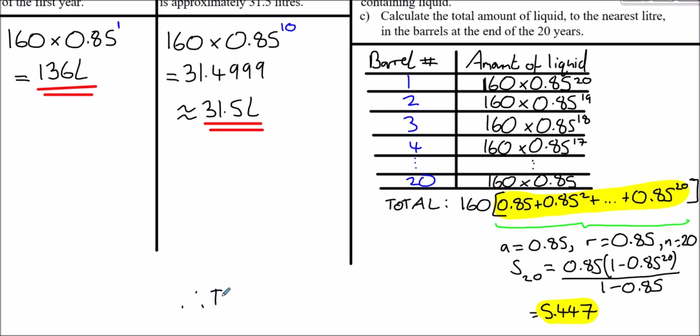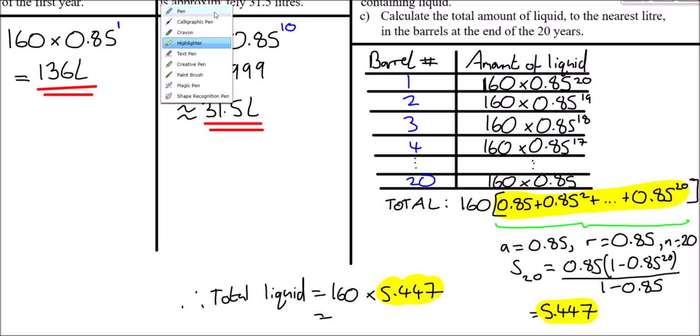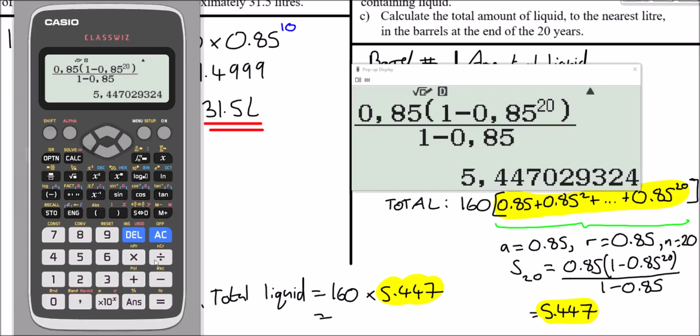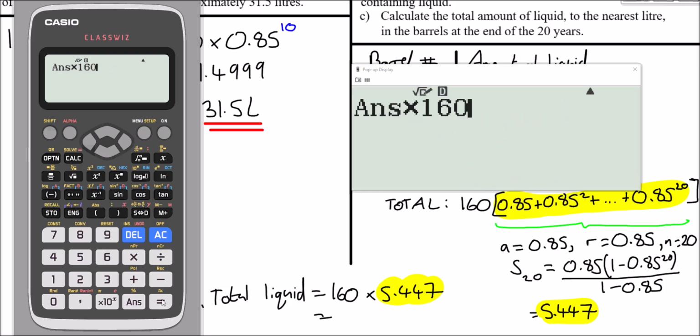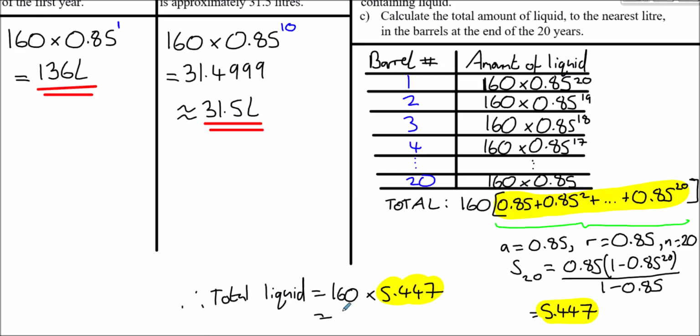So therefore the total liquid will be this 160 multiplied by this 5.447 figure, which we can calculate by just multiplying our previous answer by 160. So we get 871.5 litres, but to the nearest litre, 872 litres.